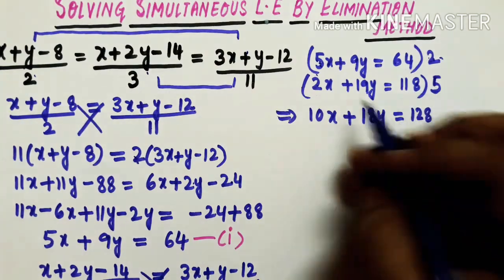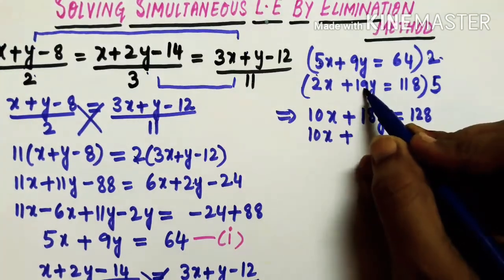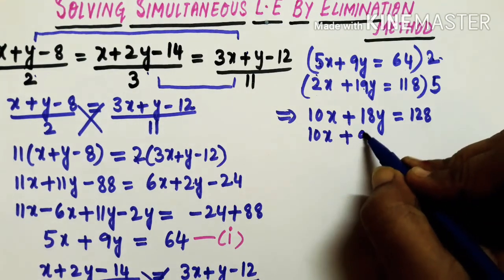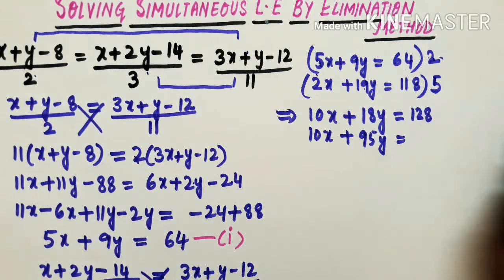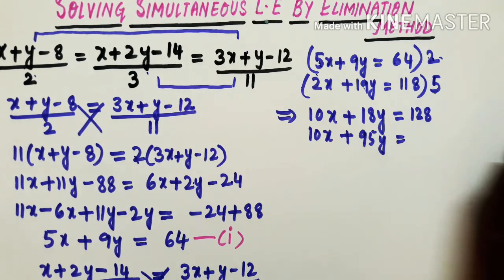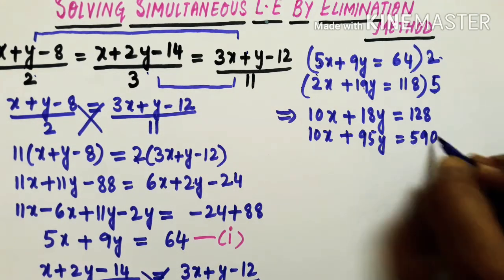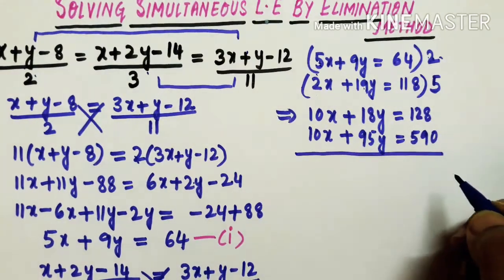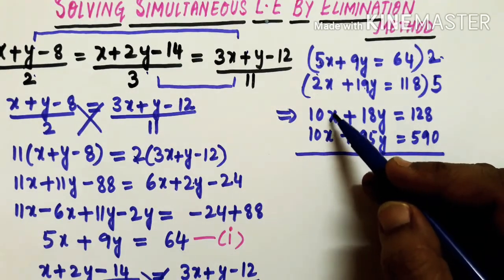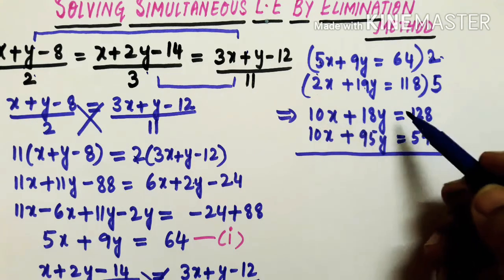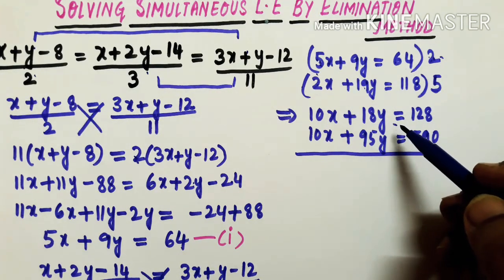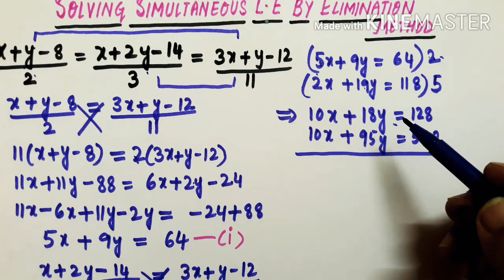Then 2 fives are again 10x plus 19 into 5, 19 into 5 will be 95y, equals 118 into 5. Let me do 118 into 5 over here. So here you will get 590. Okay, so let us solve this now. Now what you need to see here: 10x and 10x, now you can eliminate this unknown, that is x. So whatever resulting equation you got, how do you have to solve this?